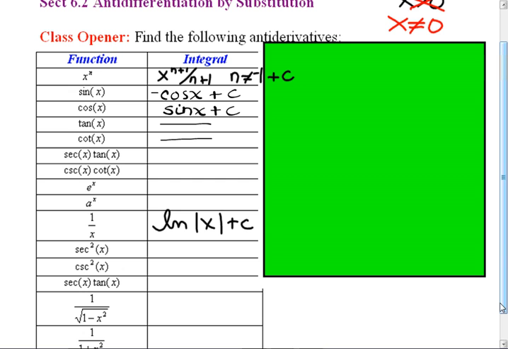Now, looking back at your derivatives, the integral of secant tangent is what? The secant of x. I'm going to take this real slow today. If it's too fast, you can tell me. What about this one? Cosecant cotangent. Cofunction, so it's negative. Well, if secant tangent is secant, cosecant cotangent is cosecant.